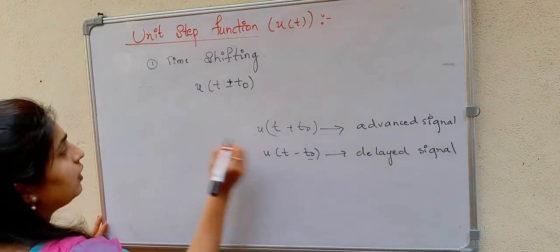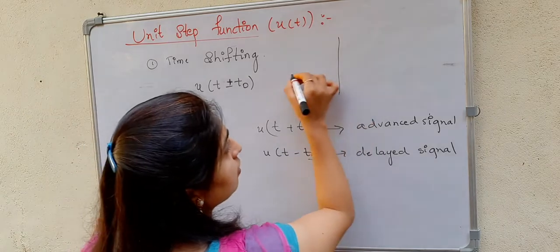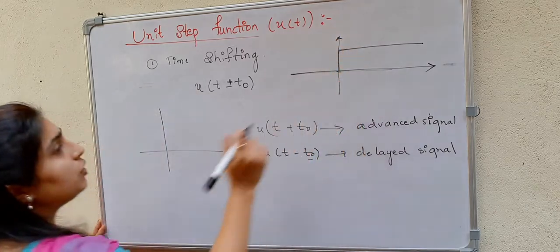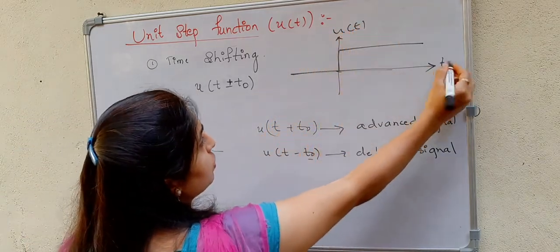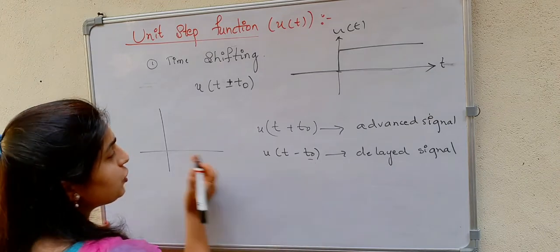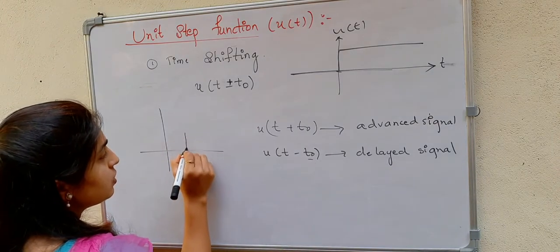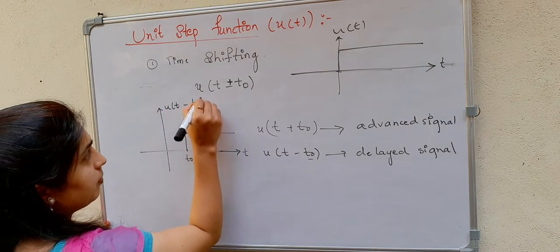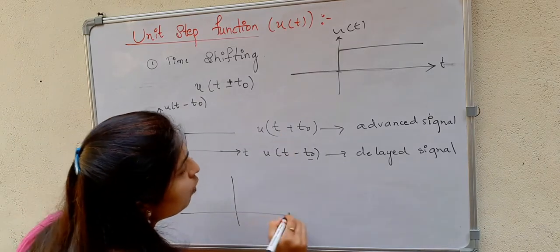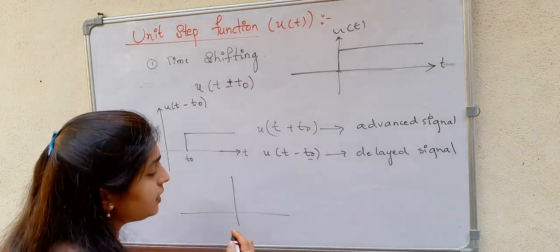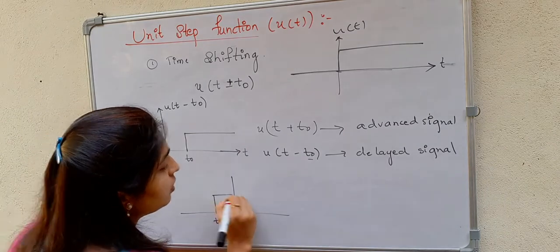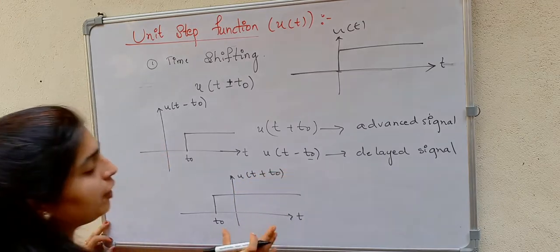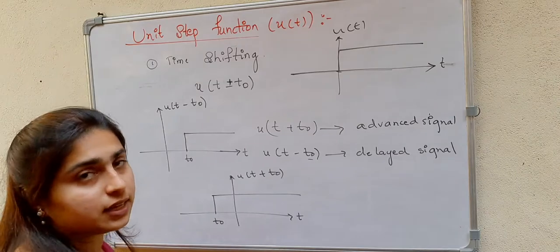So now I will represent this. See, this is your u of t. So u of t minus t naught means it will be shifted towards the right by t naught units. So this one will be our u of t minus t naught. Then if I consider u of t plus t naught, it will be shifted towards the left by t naught units. So this one will be our u of t plus t naught. This is your advanced signal, this is your delayed signal.